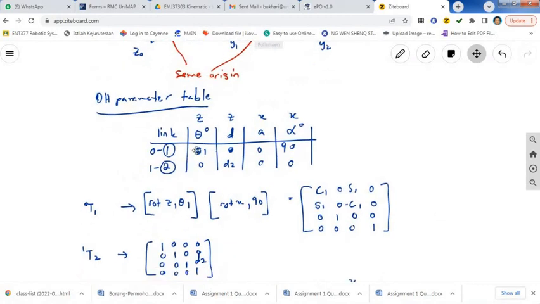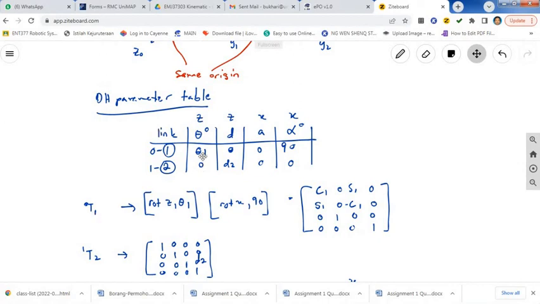Then you need to multiply. From 0 to 1, some books write T1, some books write A. Before this, I followed one of the books, where they put A1. This book writes frame 0 to frame 1, something like that. Sometimes they put joint here. This is joint, link or joint.